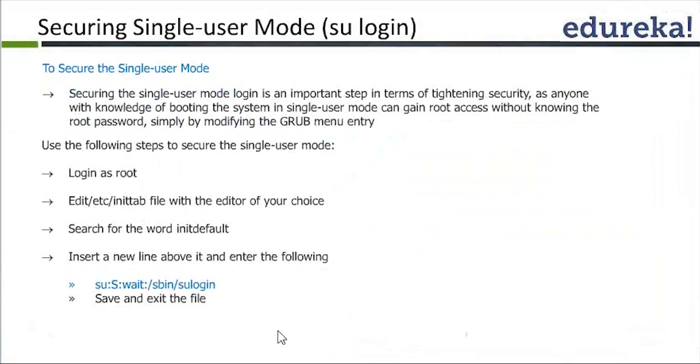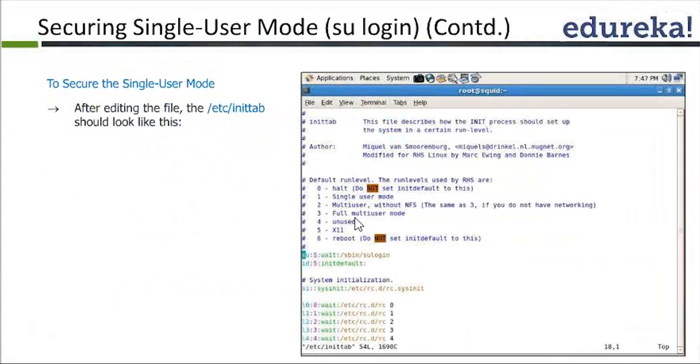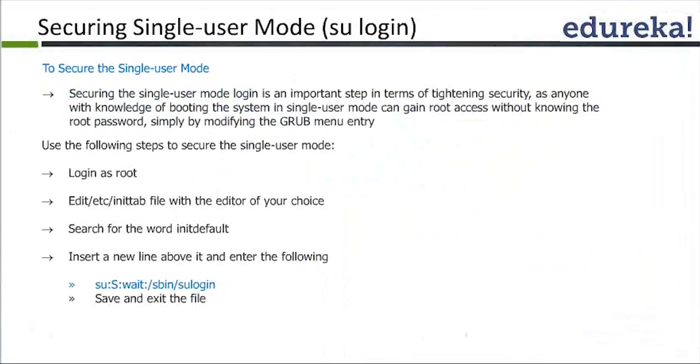I'll show you in my configuration file. You just have to go to the ending of the file. Here, there is something called initdefault, above which we need to mention this particular line, ~~:S:wait:/sbin/sulogin. So before the user logs in, he needs to provide the password.